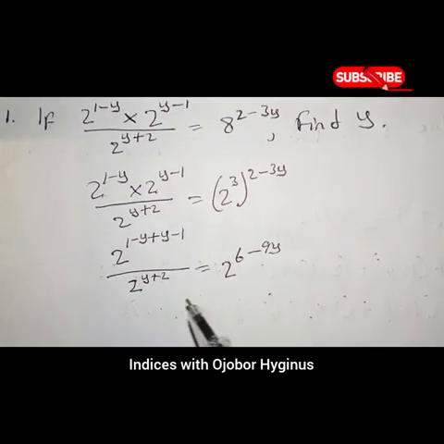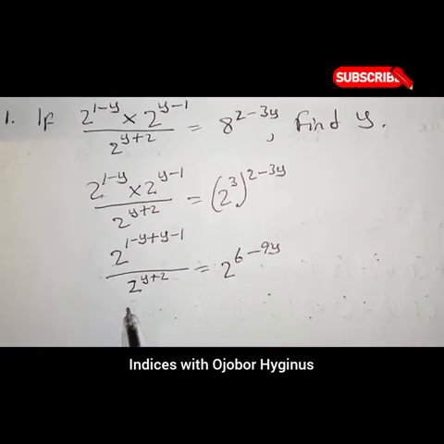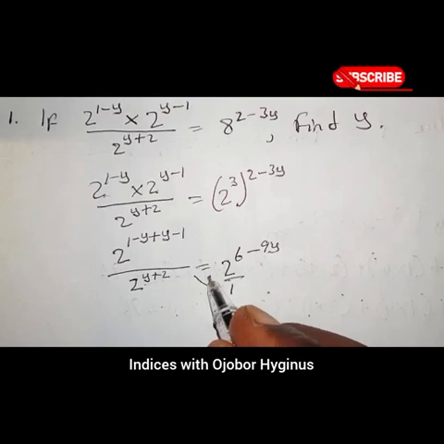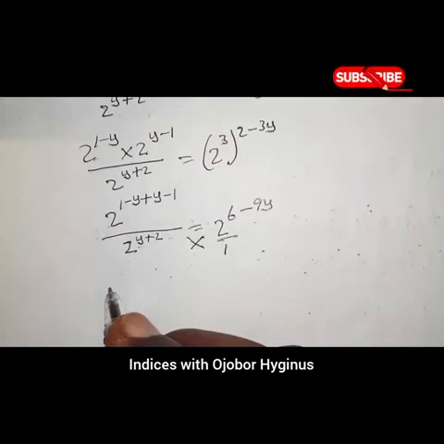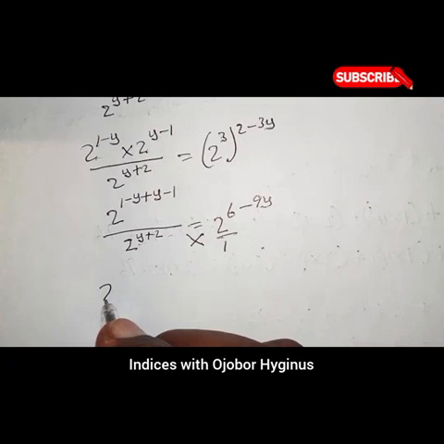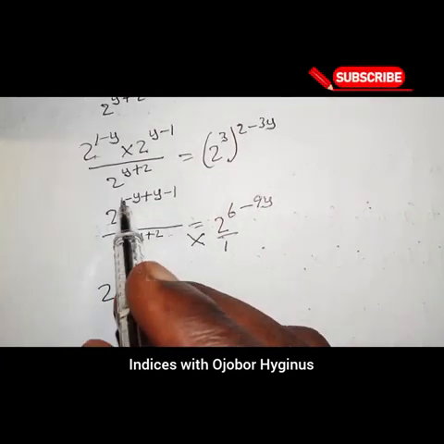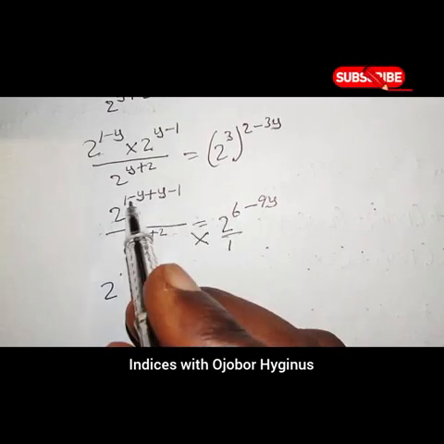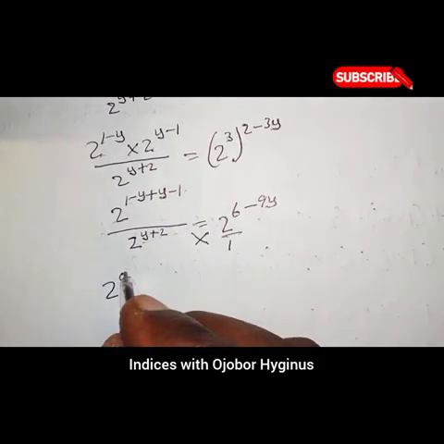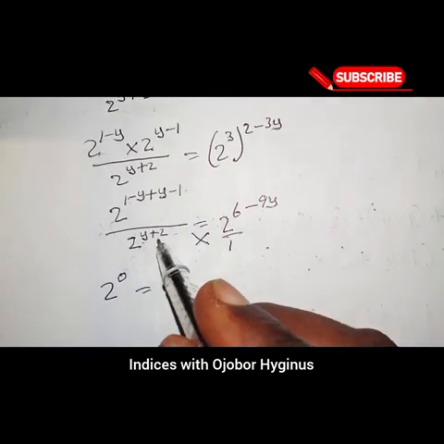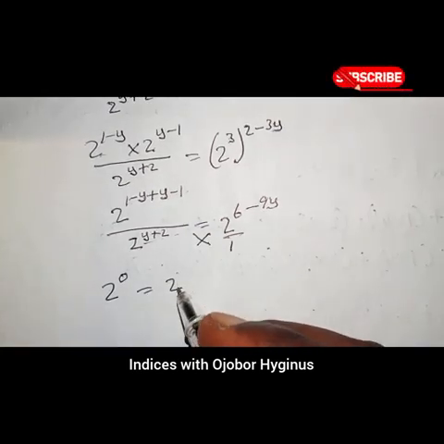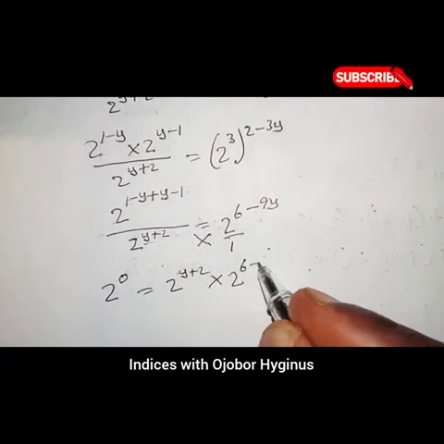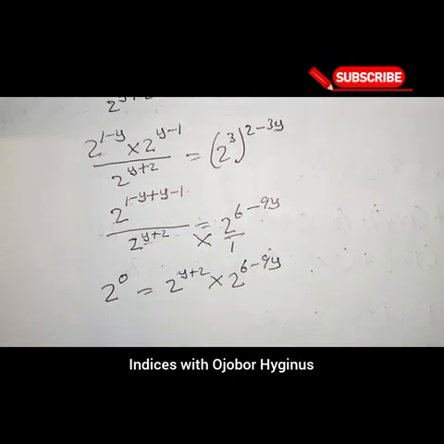So you can decide to cross multiply or bring this one up, but let us work with cross multiplication. So that we'll have here 2 raised to power 1 minus y plus y minus y plus y is 0. 1 minus 1 is 0. So this 2 raised to power 0 is equal to, cross multiply this, you have 2 raised to power y plus 2 times 2 raised to power 6 minus 9y.